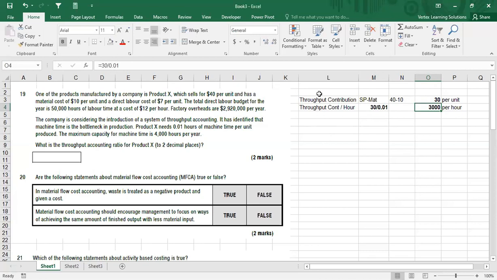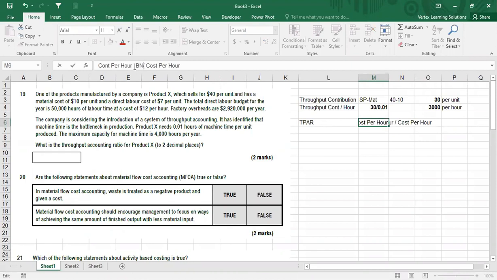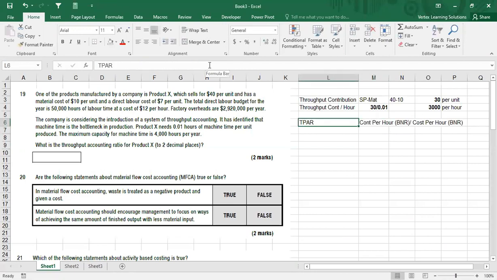If you remember from the past, we know the TPAR ratio formula is always contribution per hour divided by cost per hour. And by the way, I did not write it: it is contribution per hour on the bottleneck resource and cost per hour on the bottleneck resource. I call it BNR, bottleneck resource. You have to calculate both your contribution per hour and cost per hour on the bottleneck resource, meaning whichever is your bottleneck process. So this is the formula.